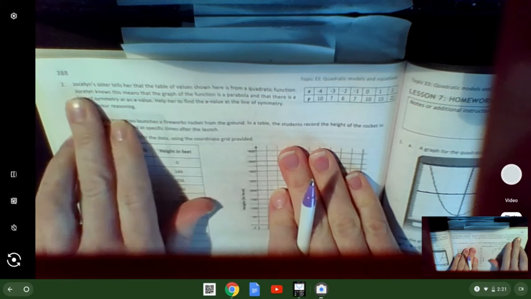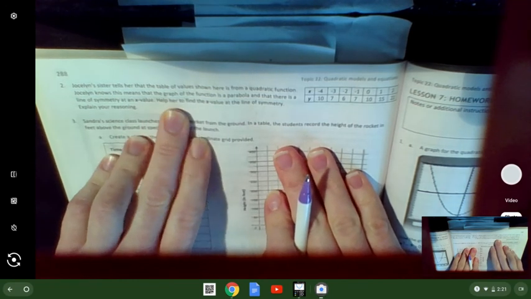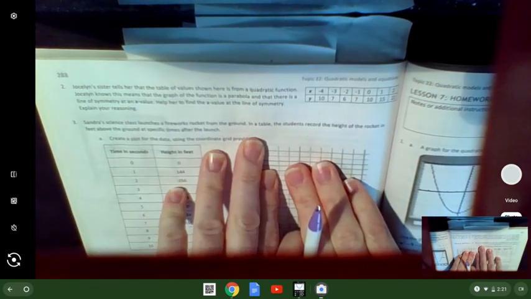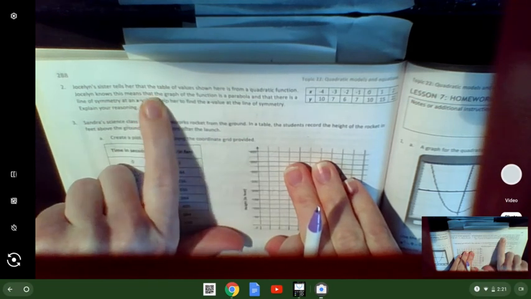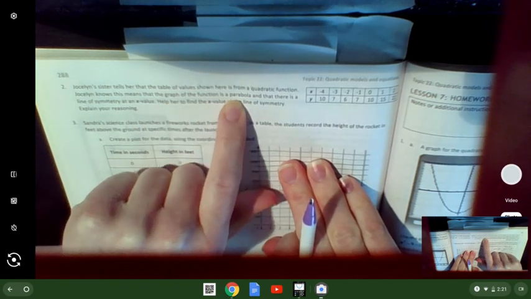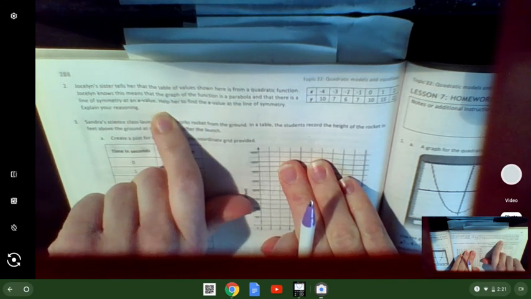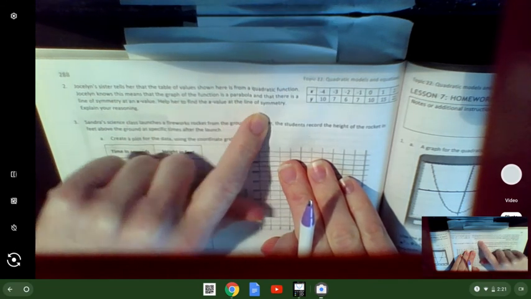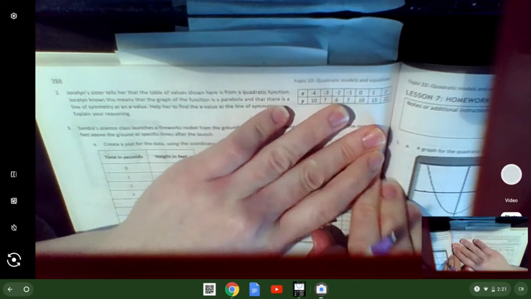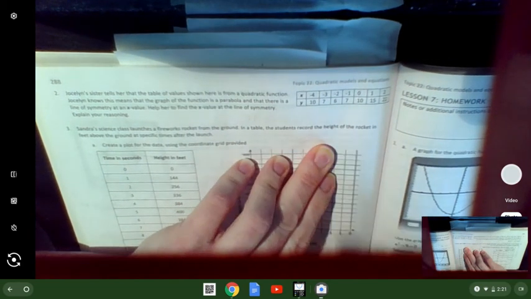Jocelyn's sister, this is page 288. Jocelyn's sister tells her that the table of values right here is a quadratic function. Jocelyn knows that the graph of a function is going to be a parabola, so that U shape, and there is a line of symmetry at an x value. Help her find an x value at the line of symmetry. Okay, what the heck does that mean?